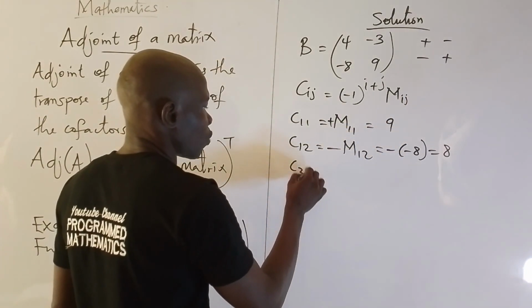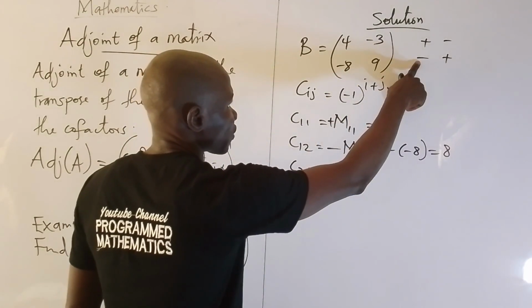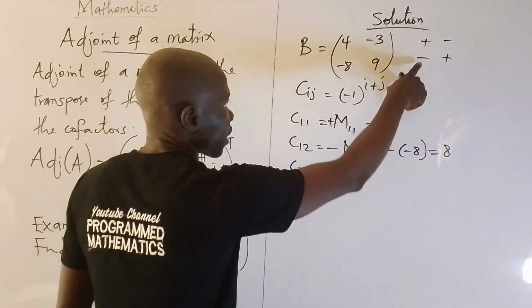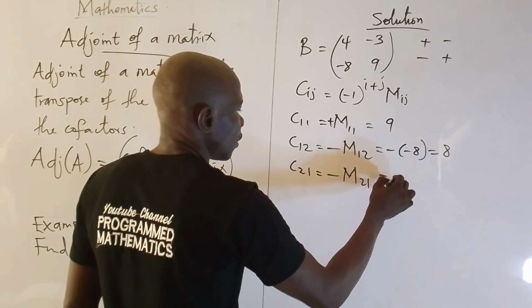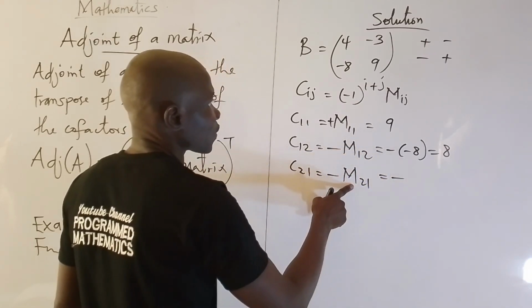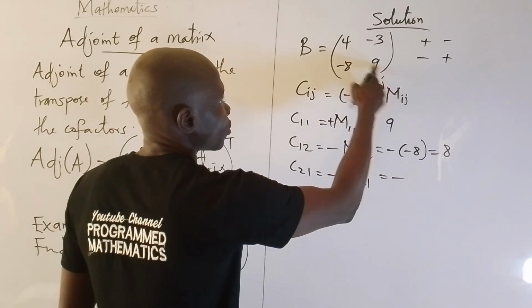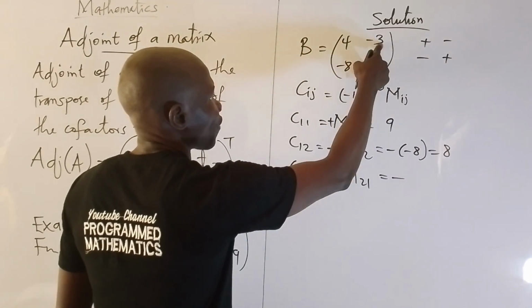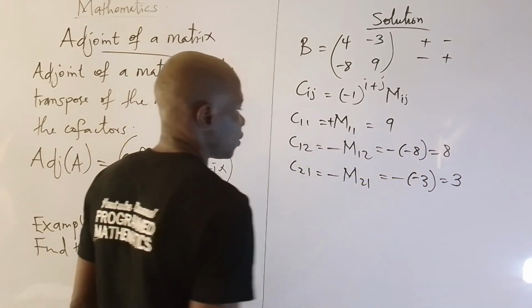Then C21. C21 is second row, first column. The sign convention there is minus, so this is minus M21. Now what's M21? Second row, first column deleted, we delete this, so we're left with -3. So this is minus of -3 here, and this will give us 3.